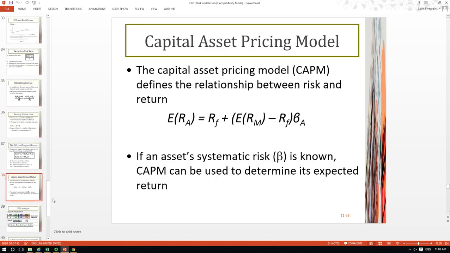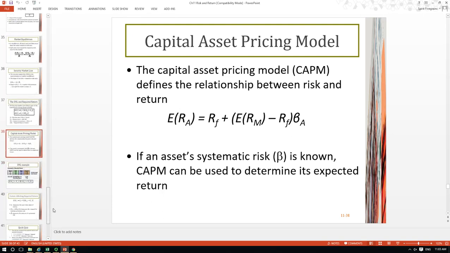Right. So here let's look at the capital asset pricing model in terms of its formula. ERA equals RF plus the difference between expected market return and the risk-free rate, times the risk beta of stock A.